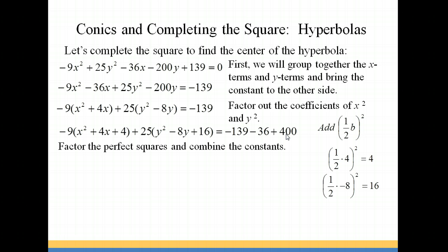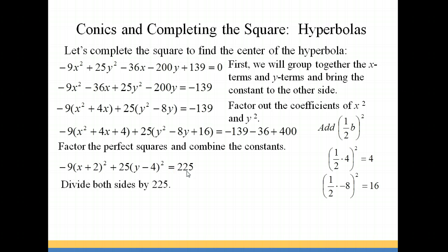Now we're going to factor our perfect squares and combine our constants. So x squared plus 4x plus 4 factors into x plus 2 all squared. And y squared minus 8y plus 16 factors into y minus 4 all squared. Remember, if your middle term is negative, you need to make sure that you have a negative when you factor it. Then our constants combined together give us 225.